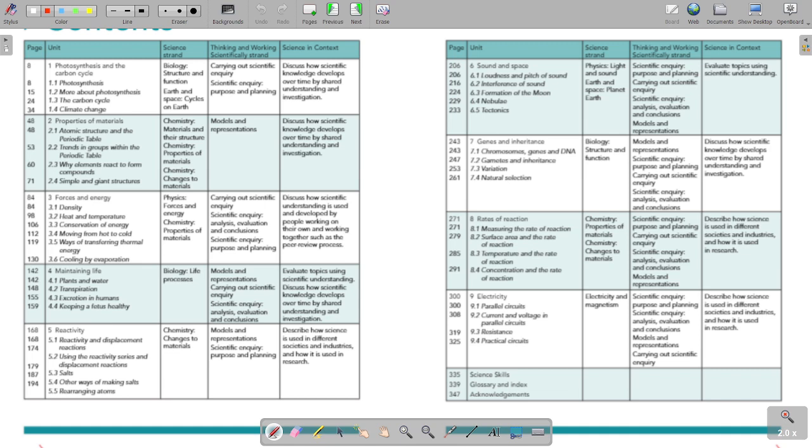So let's see how many topics are there in chemistry. Chapter 2, Properties of Materials. Chapter 5, Reactivity. And Chapter 8, Rates of Reaction. Okay, there are 3 chapters in chemistry, and let's see the first chapter, Unit 2.1, Atomic Structure and the Periodic Table. Okay.